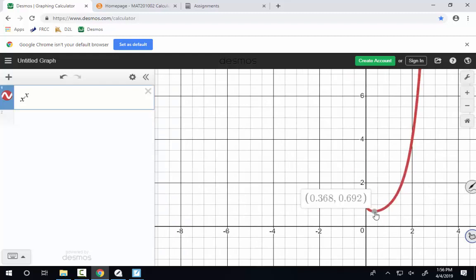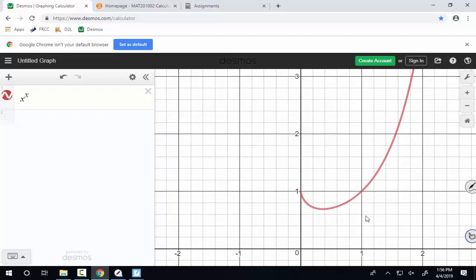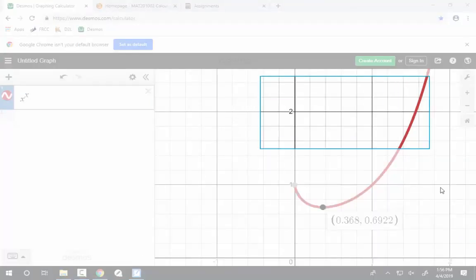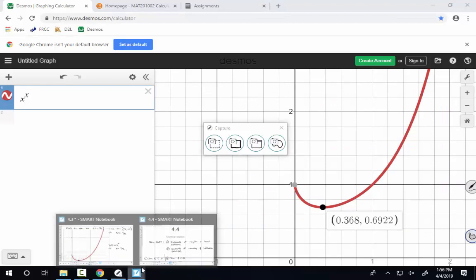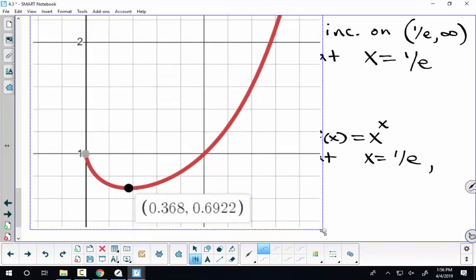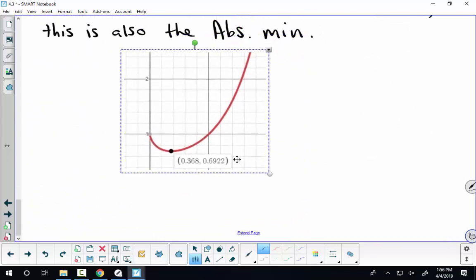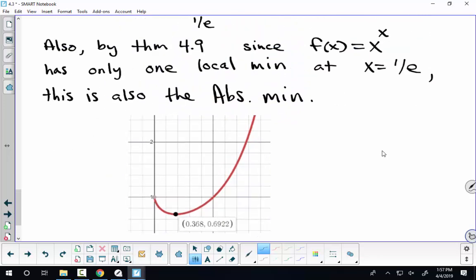Okay, so there's the function x to the x. There's the only local minimum, which is also the absolute lowest, absolute minimum. Do you have any questions on that example?